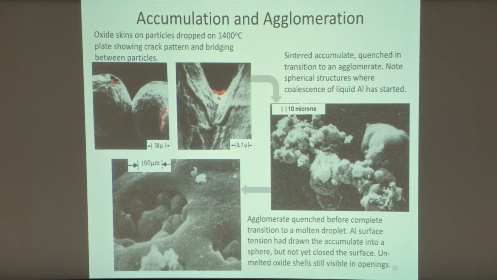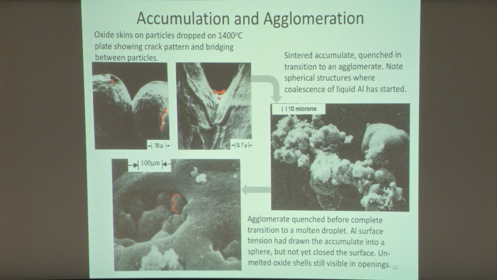Okay? And the picture there on the right basically shows a sintered, what's referred to as an accumulate, quenched in transition to an agglomerate. Note the spherical structures where coalescence of the liquid aluminum has started. And then as I go to the right, you can see this has grown further, where now you're seeing smaller particles being embedded in this pool of molten aluminum. So the agglomerate quenched before complete transition to the molten droplet. The aluminum surface tension had drawn the accumulate into a sphere, but not yet closed the surface. Unmelted oxide shells are still visible in the openings.